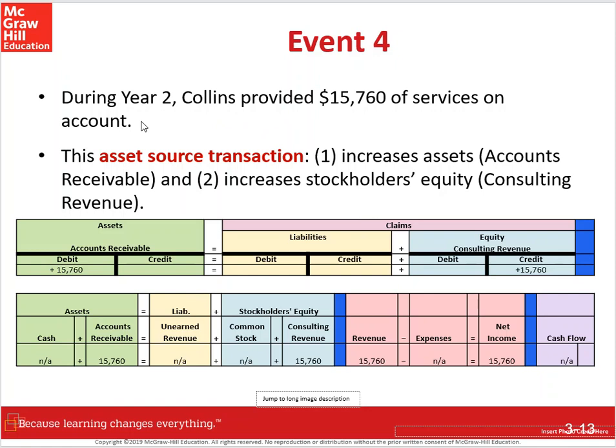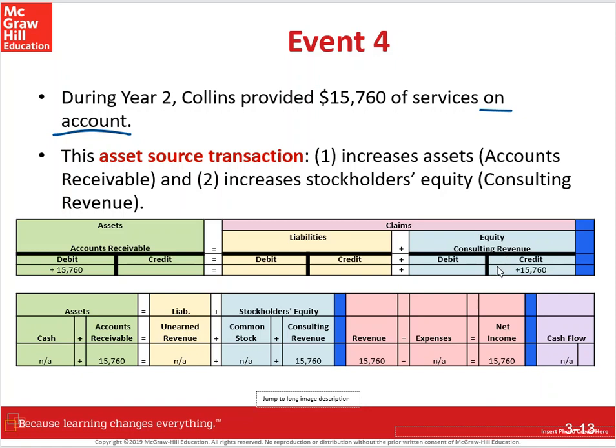Event 4. During year 2, Collins provided $15,760 of services on account. Now, what does on account mean? We did work, but our customer hasn't paid us yet. So we wish we were getting cash, but we're not. Instead, it's going to be a different asset, accounts receivable. So we're debiting accounts receivable, $15,760, and we're crediting consulting revenue.